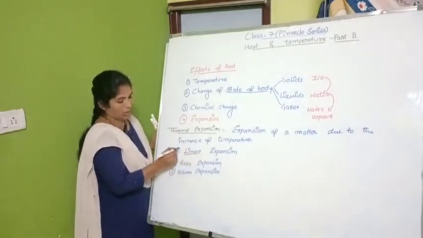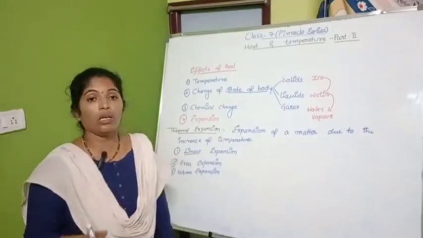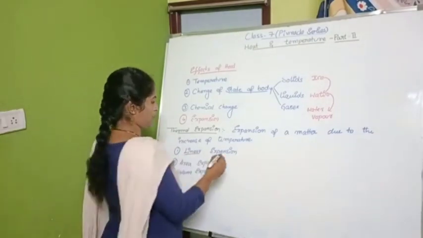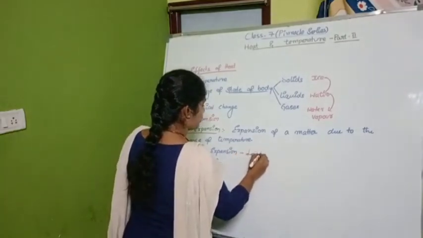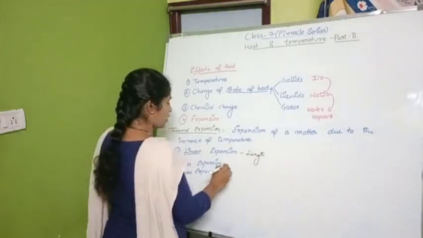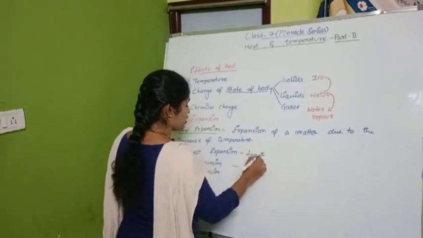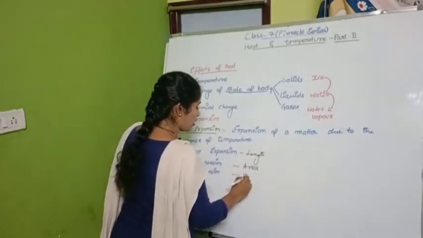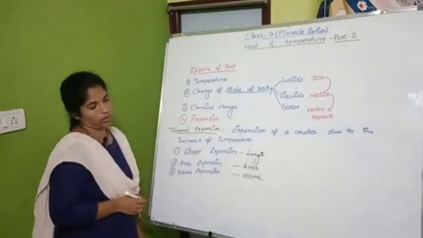Linear, length. If the length of the body is increased due to increase of temperature, that we call linear expansion. If the area is expanded, then the expansion is area expansion. If the volume is expanded, that is volume expansion.